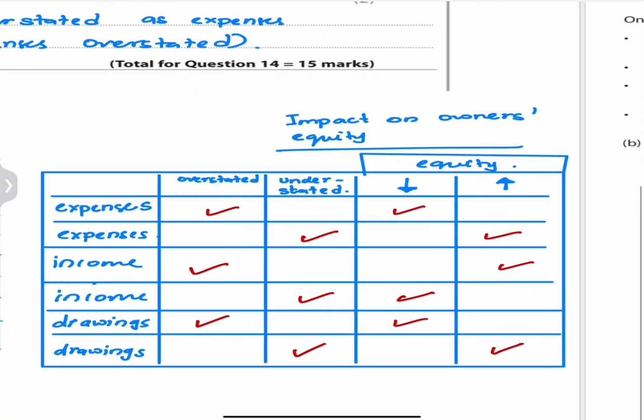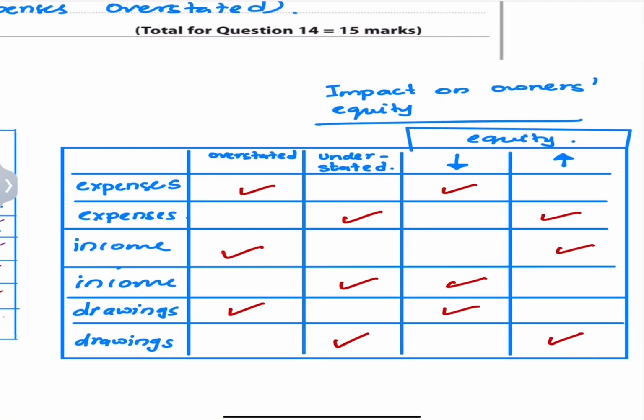Explain the effect on owner's equity of the following. Before that, let's have an understanding of this table. Expenses, if overstated, will reduce the equity. Expenses, if understated, would increase the equity. Whereas income overstated would increase the equity. Income understated would reduce the equity. Drawings overstated would decrease the equity, whereas drawings understated would increase the equity.